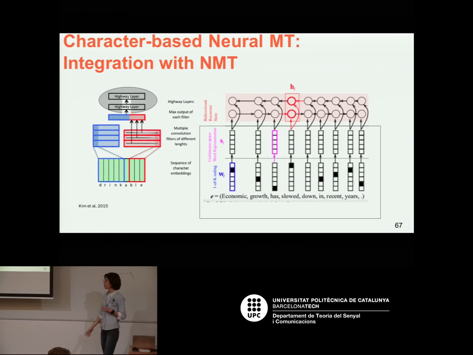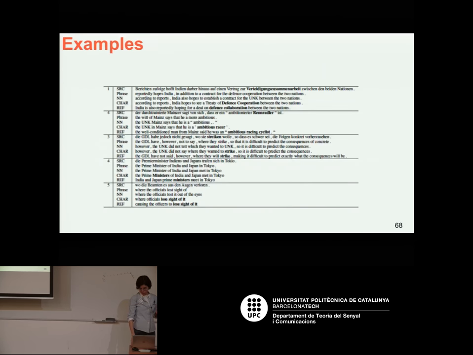And the integration is simply that we substitute this part, the one-hot encoding and the continuous word representation, with this architecture, and this new continuous representation, which is a word embedding but based on characters, is our input to the encoder recurrent neural network. Okay, and this has shown better results.